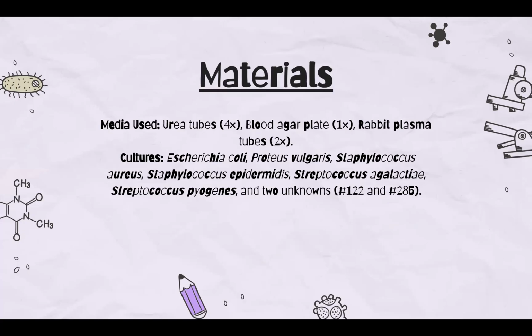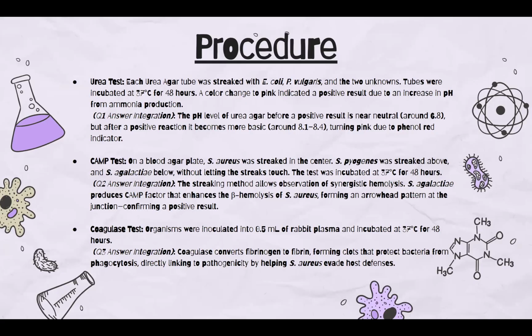For materials, the media we used were 4 urea tubes, blood agar plates, one agar plate, my bad, and a rabbit plasma tube, two of them. For cultures, we had E. coli, P. vulgaris, S. aureus, S. epidermidis, S. agalactiae, S. pyogenes, and our two unknowns, which are 122 and 285.